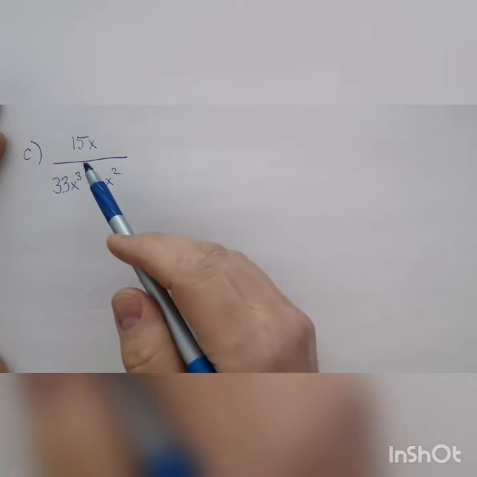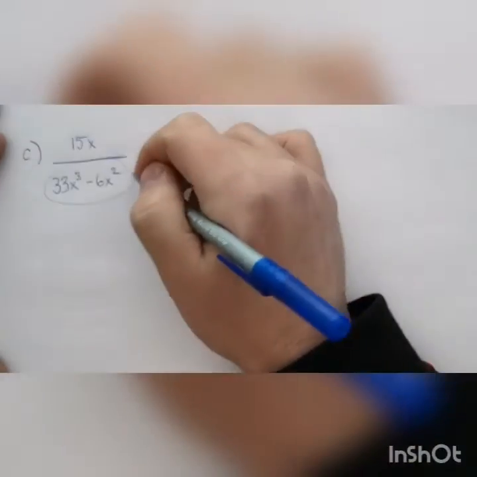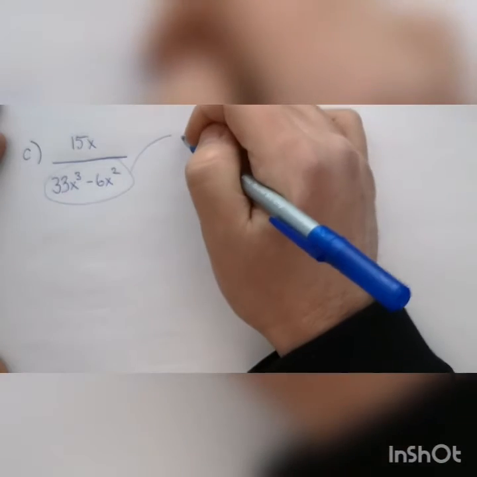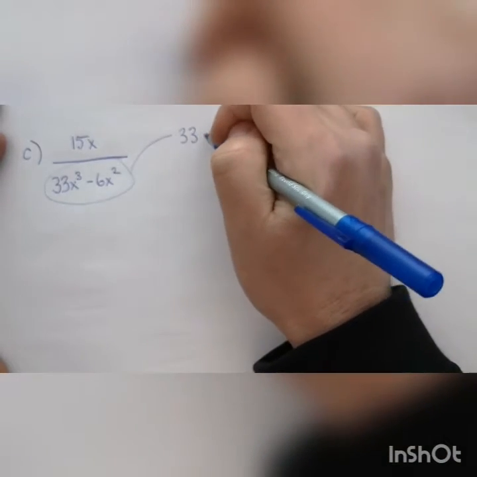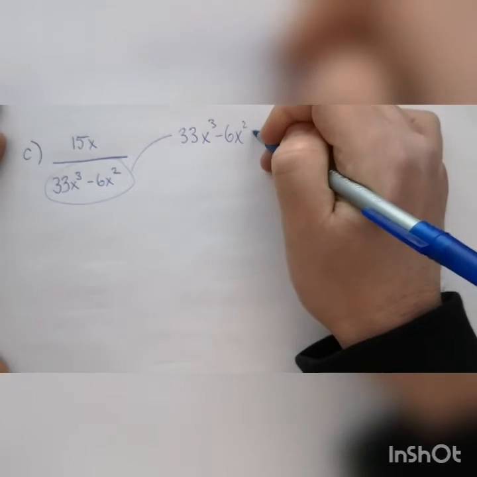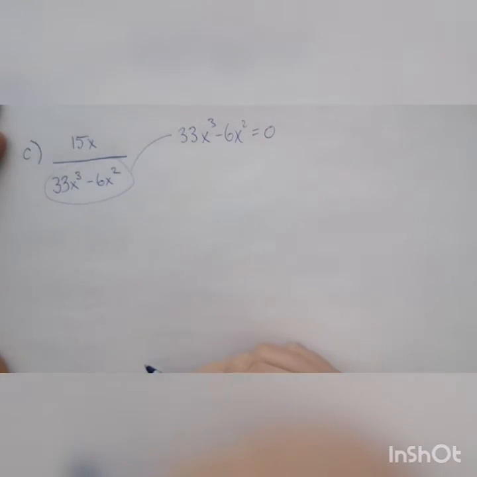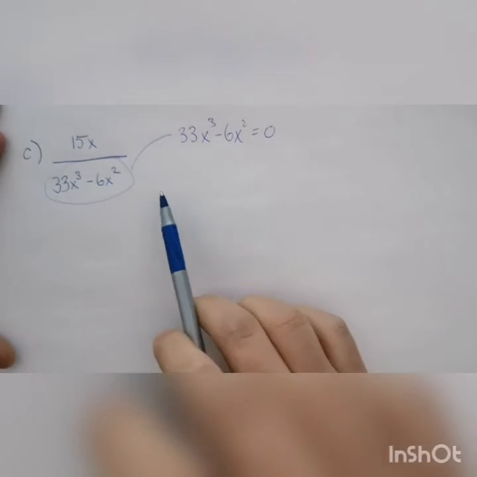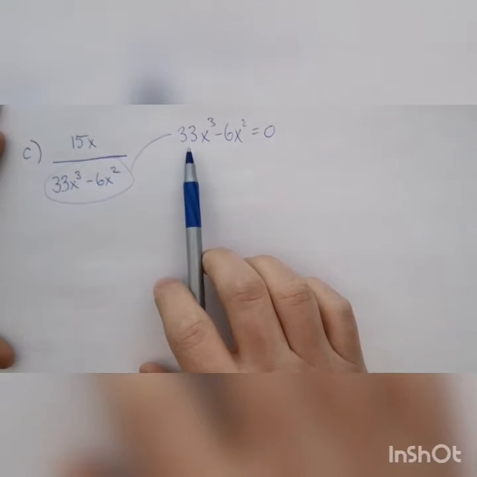As always, we don't care about the numerator. We're just focusing on the denominator, finding out what values of x will make that equal to 0. So I'm setting up my equation here. Okay. Now the factoring is more challenging than our previous examples.